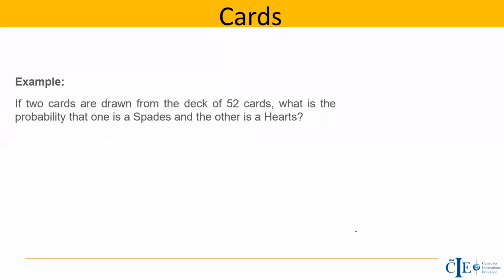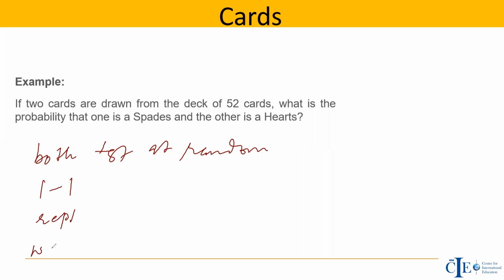Right. So if you look at it from two aspects, when you're drawing two or more cards, there are different ways. One is you select both cards at random, so I might pick up both together at random, and then you can pick them one by one. If you pick them one by one, then there are two ways. You do it with replacement, or you do it without replacement. Now, both together at random.